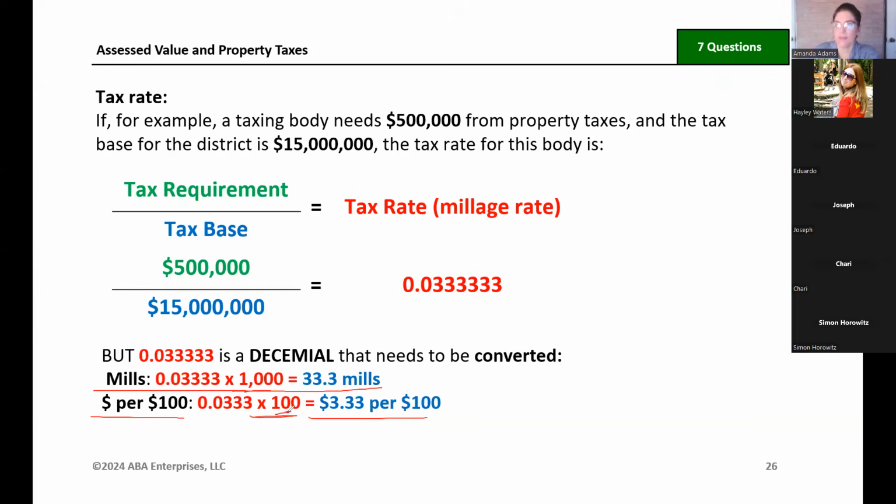So again, if you missed this morning session, you might be a little bit behind as far as the mills are concerned and the dollars per 100. Tasha's asking, will we be able to use a calculator on the test? Yes, Tasha, they will either provide a physical calculator or you'll have access to the calculator on the screen. You're welcome.